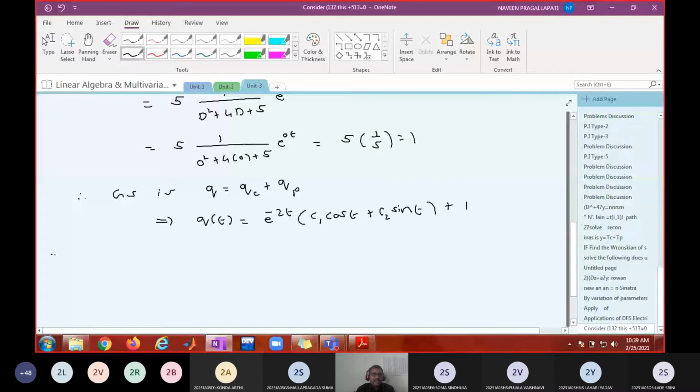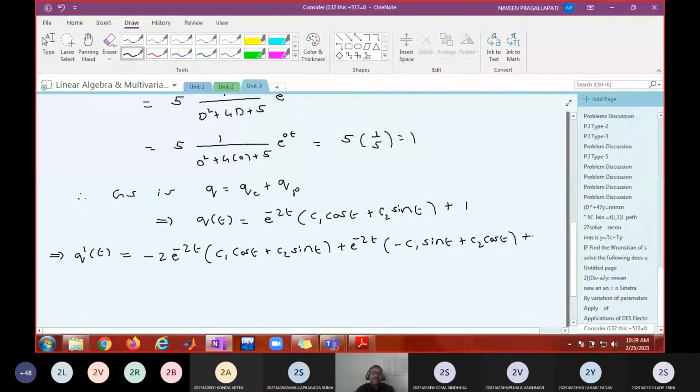What is Q dash of t? This is a product of two functions. Apply the uv formula. What is the derivative of e power minus 2t? Minus 2 e power minus 2t into (c1 cos t plus c2 sin t) plus e power minus 2t into u dash v plus u v dash: c1 cos t derivative is minus c1 sin t plus c2 cos t, plus the derivative of 1 is 0.